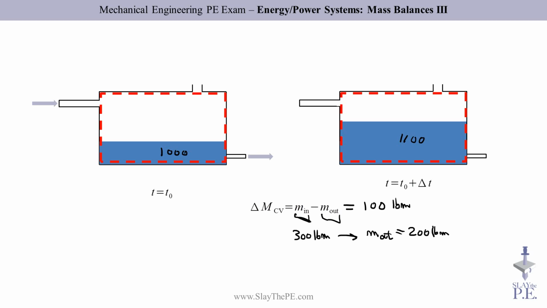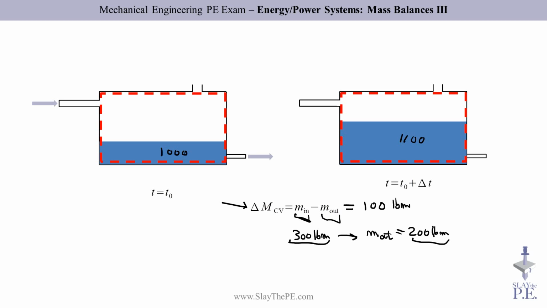So it's an accounting problem, really. You can see this as money in your bank account. If you have $1,000 and after a month you have $1,100, the net change is a positive 100. But if during that month you received 300, then you must have spent 200 for there to be a net increase of 100. So that's the basic principle of mass conservation.